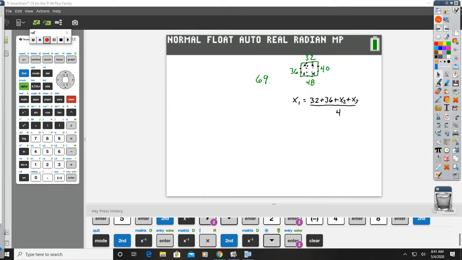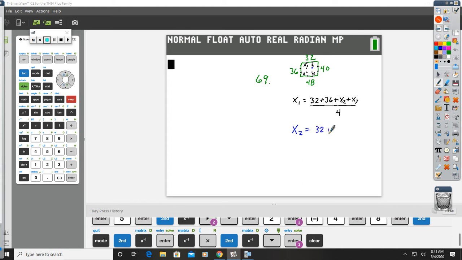Question number 69, you have to come up with the equations based on this picture that they give you. These are the temperature points on this hot plate. Okay, and x1 is right here, x2, x3, and x4. So it says x1 is the average of these 4 points around it. Okay, so x2, which is this one, is 32, because that one's 32.